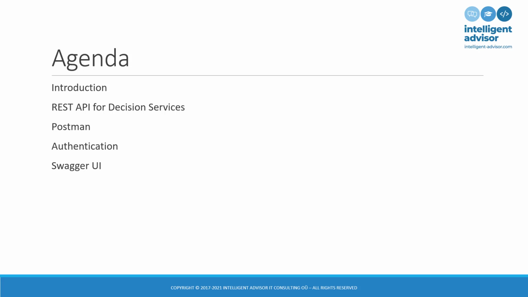We'll introduce the concept of REST API for decision services. We'll highlight some differences with perhaps what you've seen before in terms of REST API. And then we'll go into the mechanics of using Postman, a well-known tool for REST API testing. We'll show you how to authenticate so that you can actually make calls using Postman. And we'll show you how to use Swagger UI to generate, or at least create templates so that it makes it easier for you to call your services, especially when they have complex inputs.